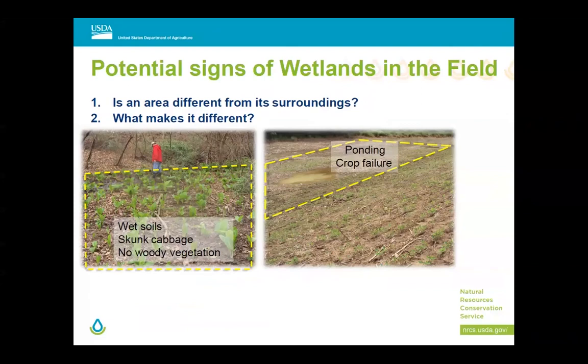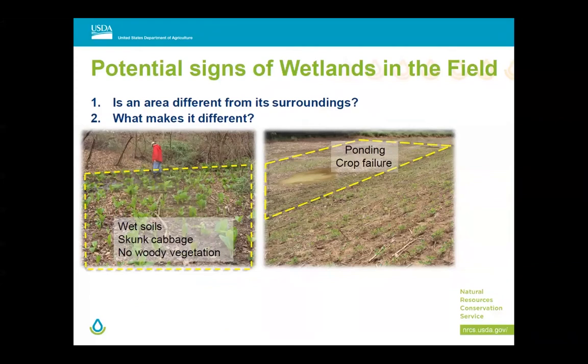Is an area different from its surroundings? What makes it different? On the left here, what we've got illustrated is some wetter soils. They've got some skunk cabbage coming up, which is an obligate wetland plant, so it tends to only grow in wetlands, very much early emerging in the spring, with no other woody vegetation. So this is an early spring photo, and you can see, hey, this site is wetter, and what's going on here? Another thing to think about is, is the farmer treating this area differently? That's oftentimes a clue that it might be a wetter area.